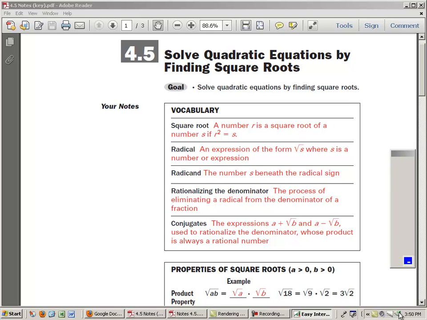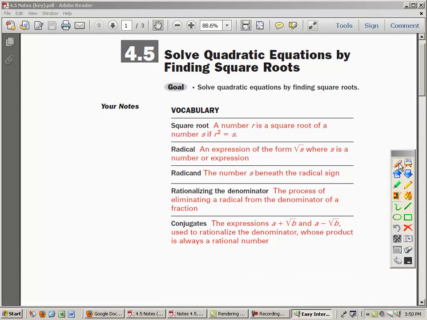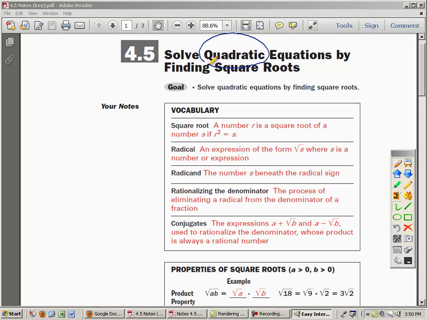We are going to change gears just a little bit here. We're still talking about solving quadratic equations, and so we're still looking at this idea of solving a quadratic. The only difference is that now we're going to use square roots. So we're not going to factor anymore.